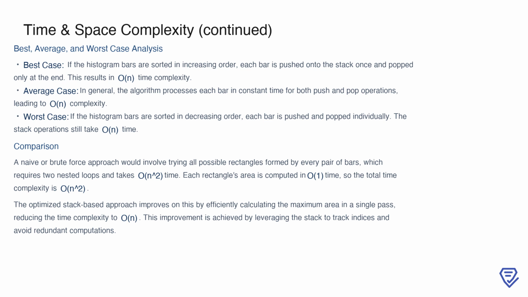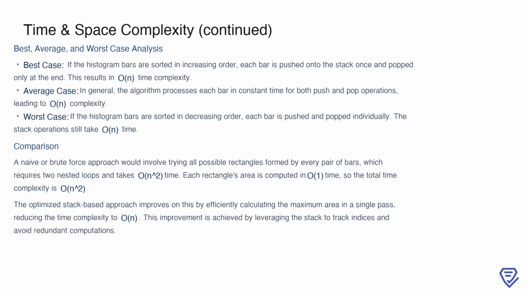On average, the algorithm processes each bar in constant time for both push and pop operations, so the time complexity remains O(n). In the worst case, where the histogram bars are sorted in decreasing order, each bar is pushed and popped individually. Even in this scenario, the stack operations still take O(n) time in total.